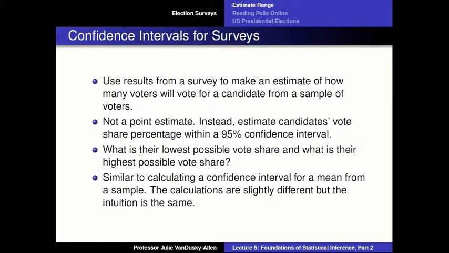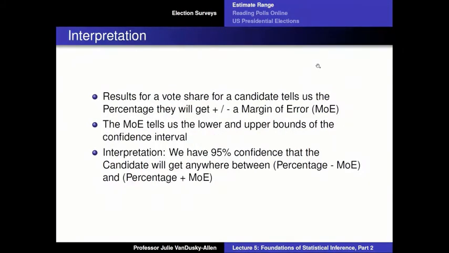In other words, we want to know what is their lowest possible vote share and what is their highest possible vote share. This is similar to calculating a confidence interval for a mean from a sample. The calculations are slightly different, but the intuition is the same. You do not need to know how to do that for this class, but you do need to know how to interpret the results of a survey.